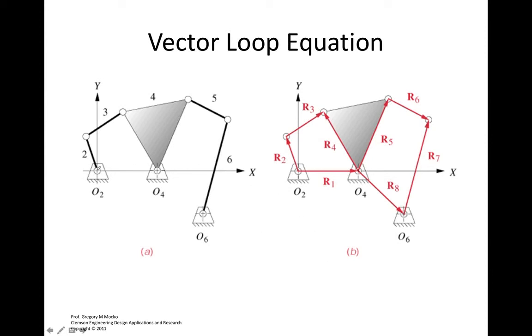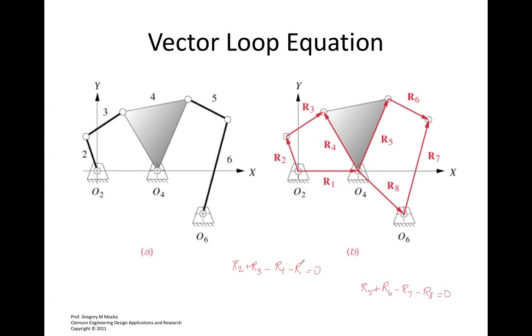Second example of vector loops is we've got this mechanism here in the middle. We've got actually a 4-bar mechanism coupled with another 4-bar mechanism through this rigid link. So we can have multiple vector loops. We can write the first vector loop will be R2 plus R3 minus R4 minus R1 is equal to 0. And the complementary vector loop will be, starting at this O4, it'll be R5 plus R6 minus R7 minus R8 is equal to 0.